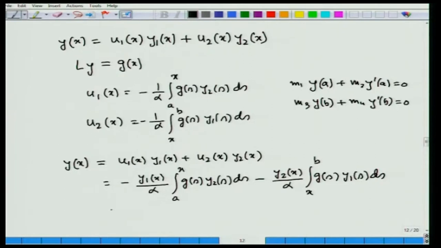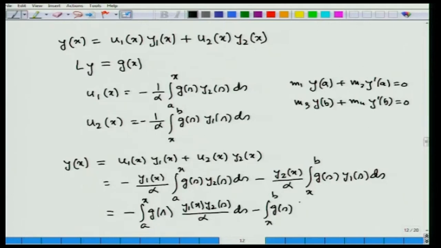So, taking this expression under the integral sign, we can write minus integral a to x g(s) multiplied with y1(x) y2(s) by alpha ds, minus integral x to b g(s) multiplied with y2(x) y1(s) divided by alpha ds.